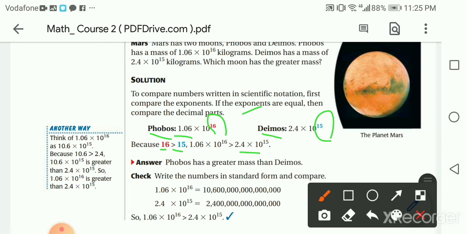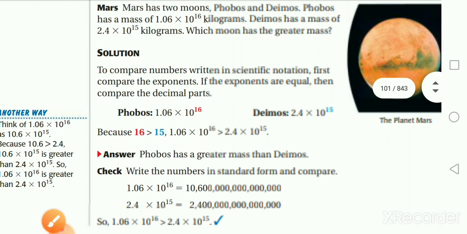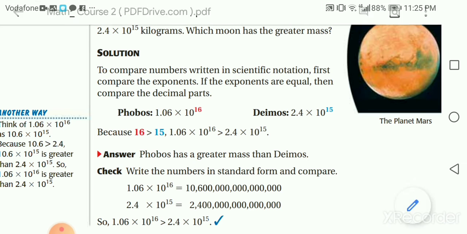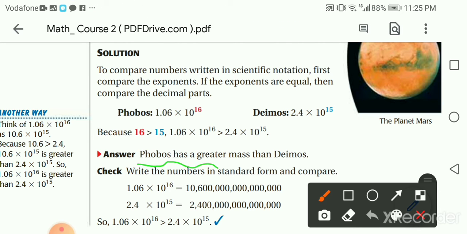Again, I want to explain this to make it easier. I have here the exponents 16 and 15. 16 is greater, as you see. So Phobos has the greatest mass, because here I have exponent 16 and here 15. So when I compare two numbers in scientific notation, I compare the exponents first, and if they are equal, I then compare the decimal parts.